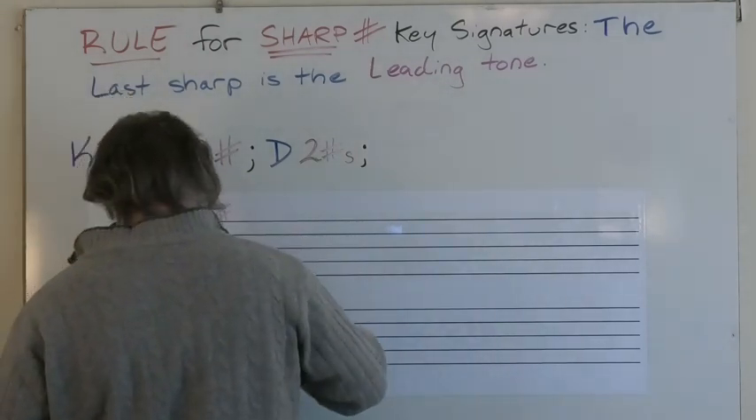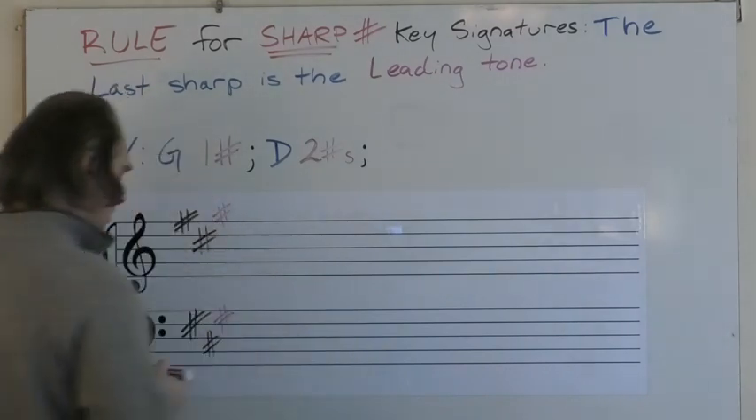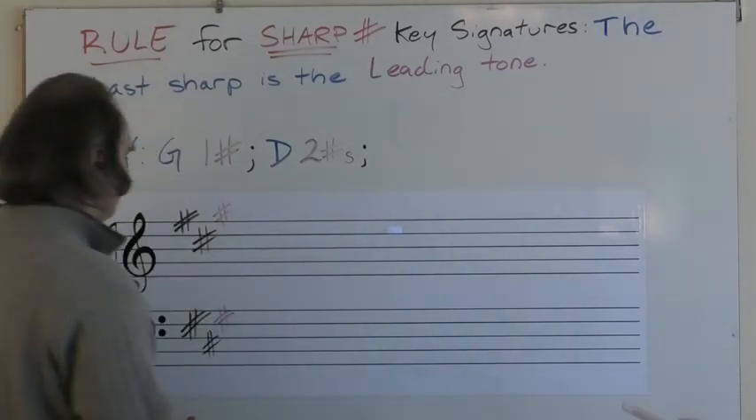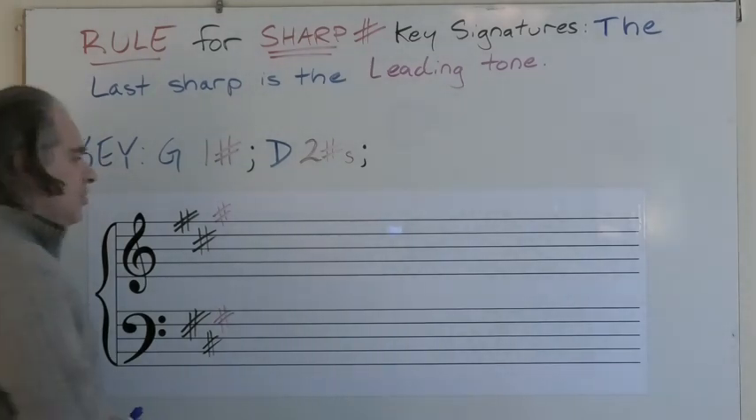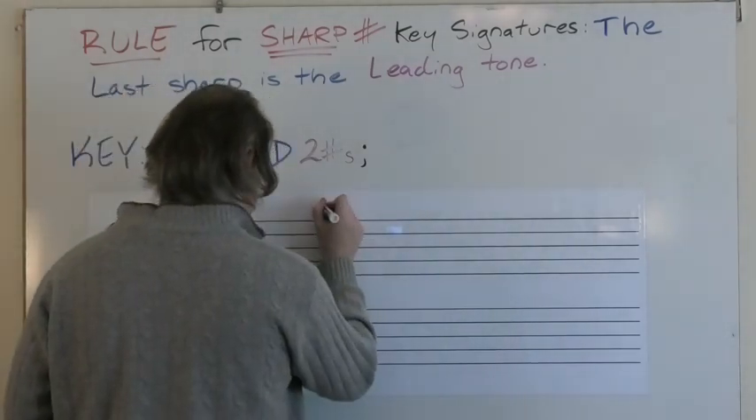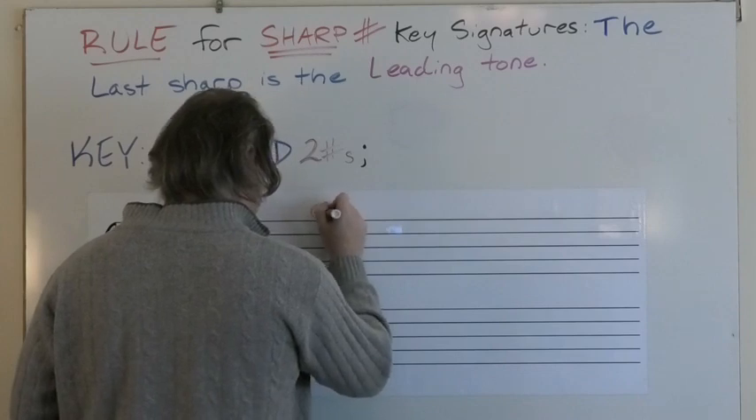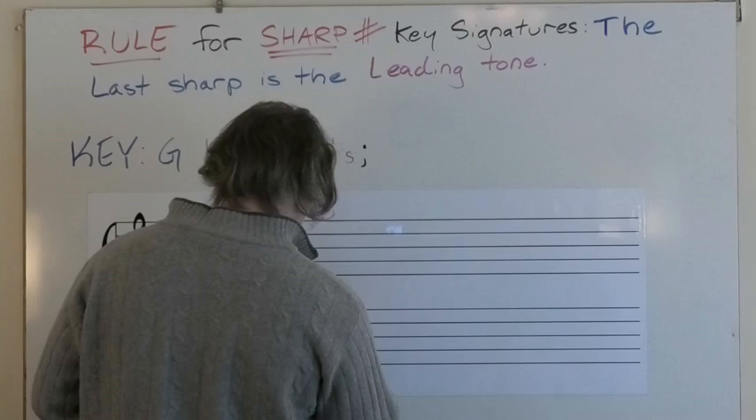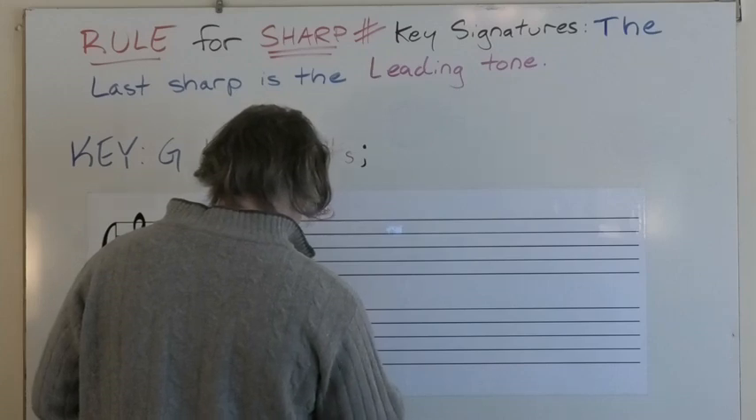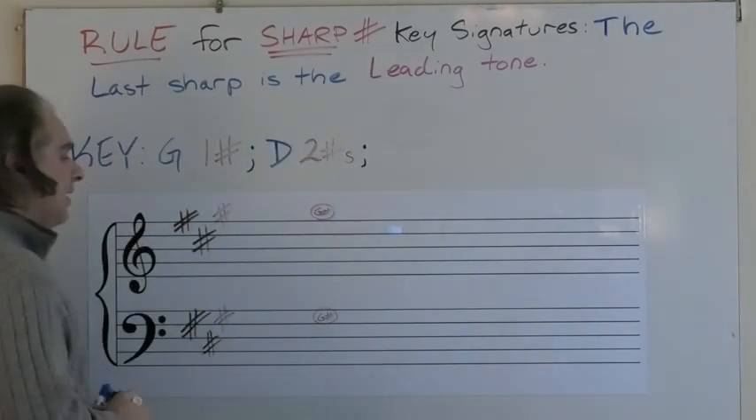Three sharps. There must be a pattern to this. Three sharps. Now that's a G sharp. G sharp, right. Finally, I did it. G sharp. And it is the last sharp. Okay. Now let's read the rule.